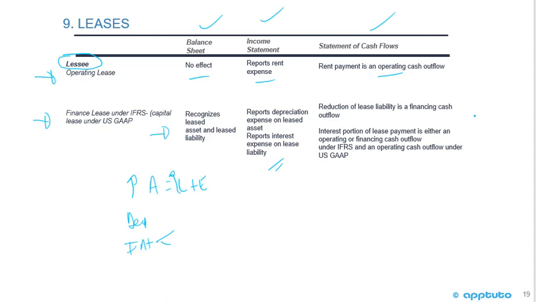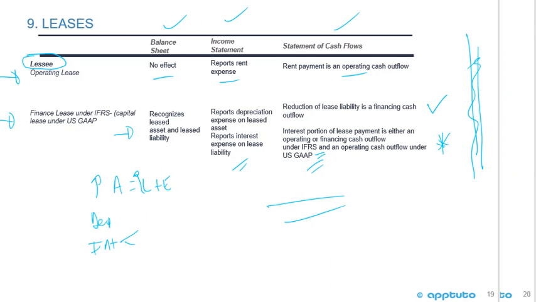From the statement of cash flows, there's a reduction of the lease liability as a financing cash flow, and the interest portion of the lease payment is either an operating or financing cash flow under IFRS, but it's an operating cash flow under US GAAP, so that's one little important issue to realize, okay? Now, we've seen that through the example, the summary from the Excel. This is just a little summary table to help with the memorization.